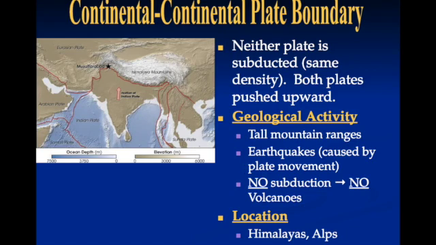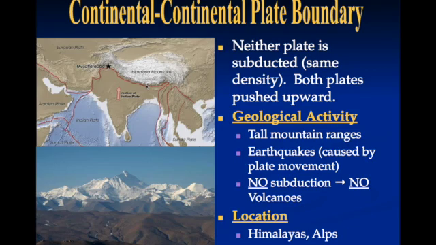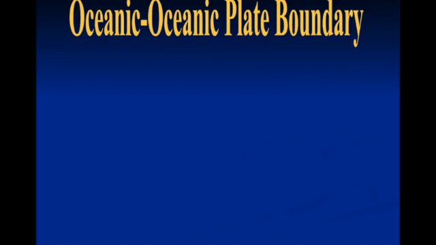So here's a picture. India, during continental drift and the breakup of Pangaea, this subcontinent of India literally crashed into the Eurasian plate here, forming the Himalaya Mountains. So that's continental to continental: mountains, earthquakes, no subduction. All right, oceanic to oceanic.